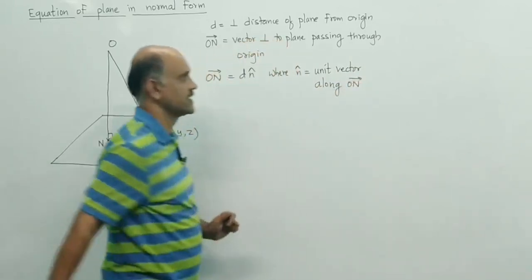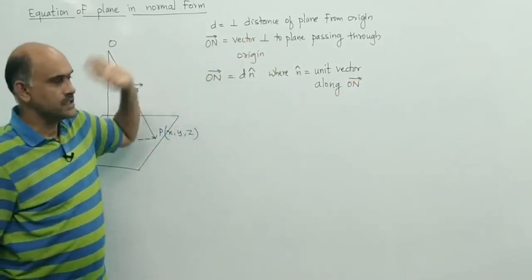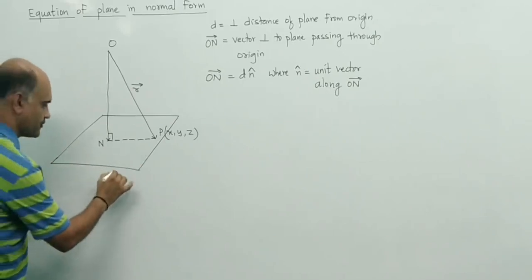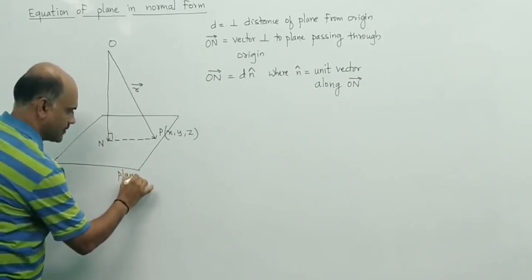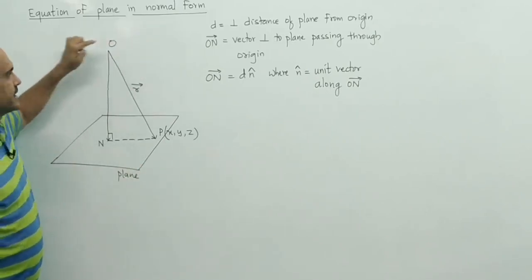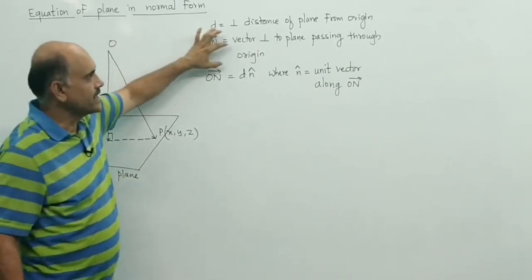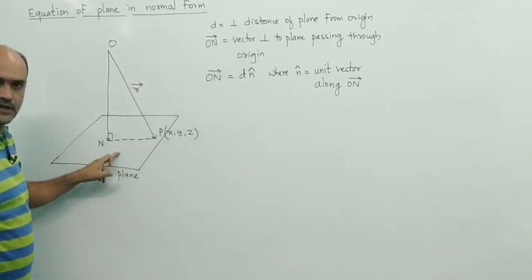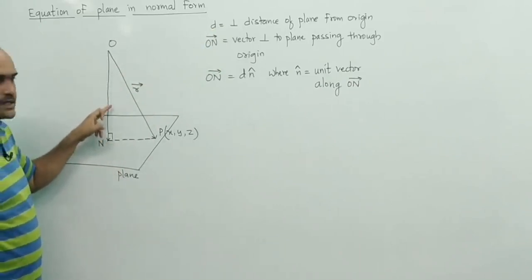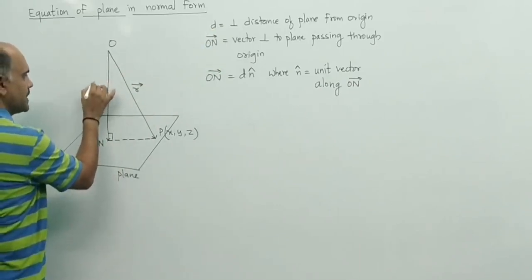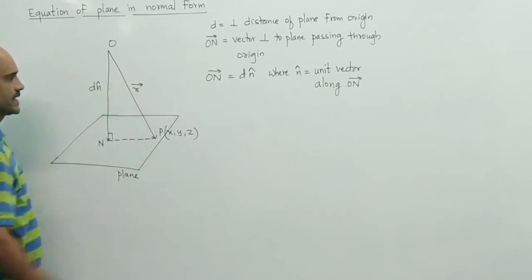Clear, students? So first, this is a plane. You may say this is a plane at a distance D from origin, perpendicular distance. ON is a vector perpendicular to the plane passing through origin. So therefore ON will be equal to D into n cap.